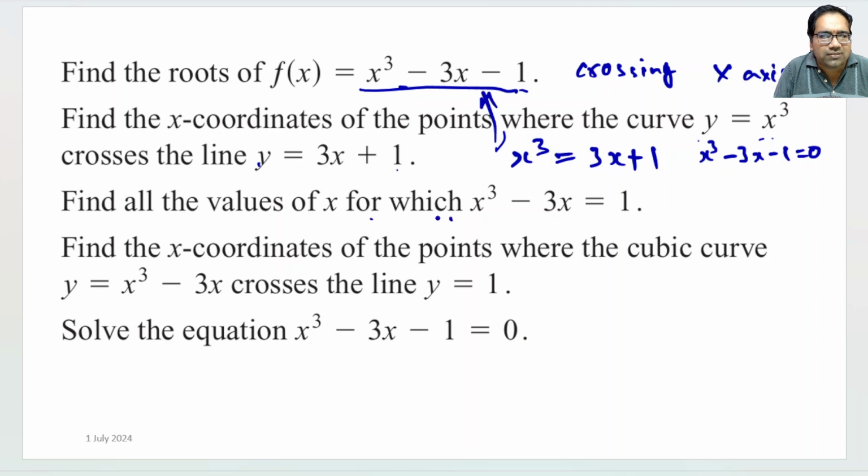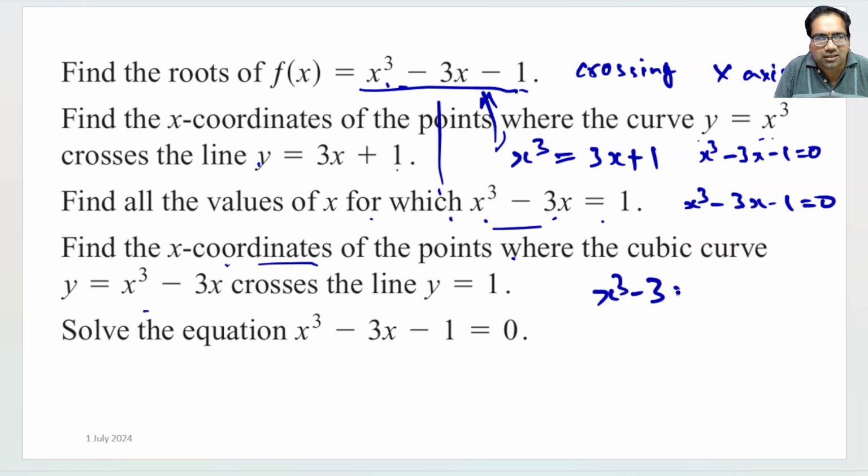Find all the values of x for which x cube minus 3x equal to 1. Again, this is equal to this. Right. What does that mean? X cube minus 3x minus 1 should be equal to 0. We can say the same statement in multiple ways. Find the x coordinates of the point where the cubic curve x cube minus 3x, that is the curve, crosses the line y equal to 1.